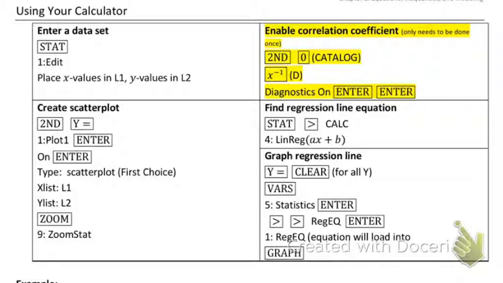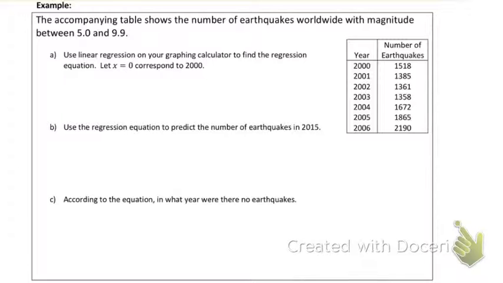All right, so we are going to do that accompanying problem right below that says the example. So let's read that first. So it says the accompanying table shows the number of earthquakes worldwide with magnitudes between 5.0 and 9.9. I didn't want to add a new slide. I just wanted to go over a slide.